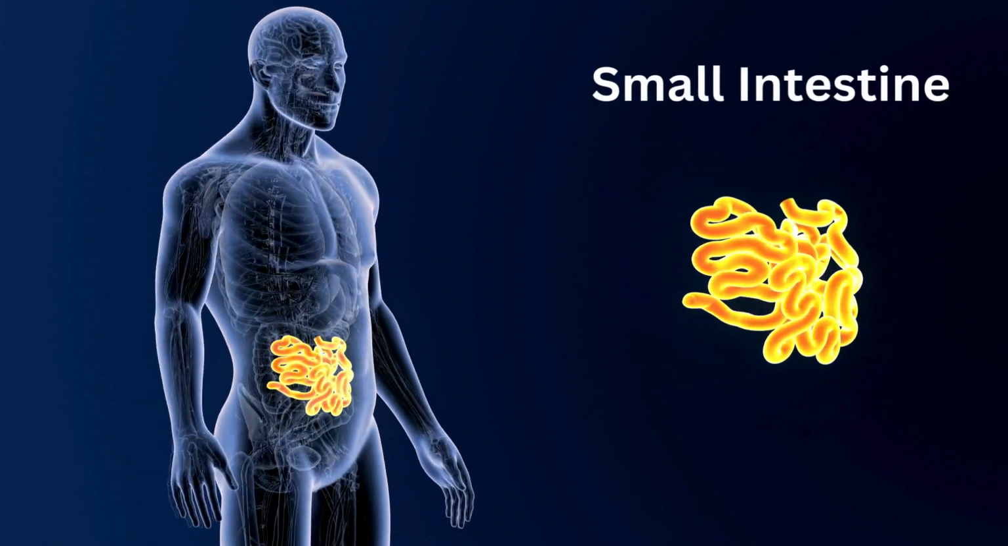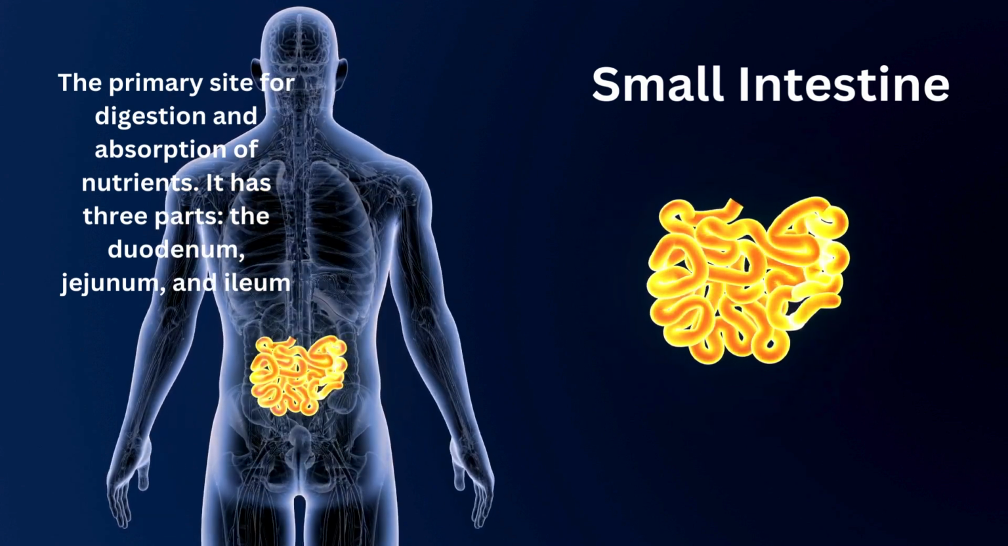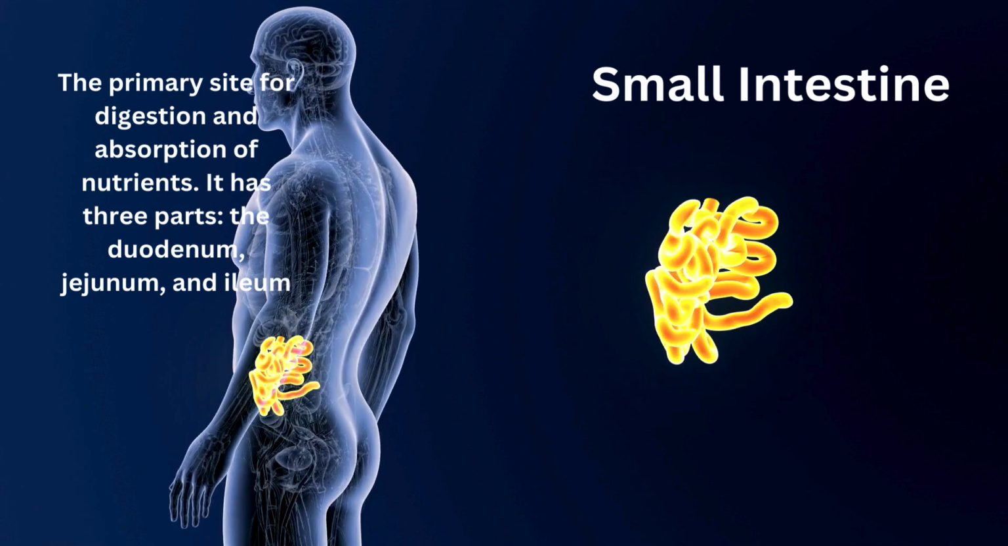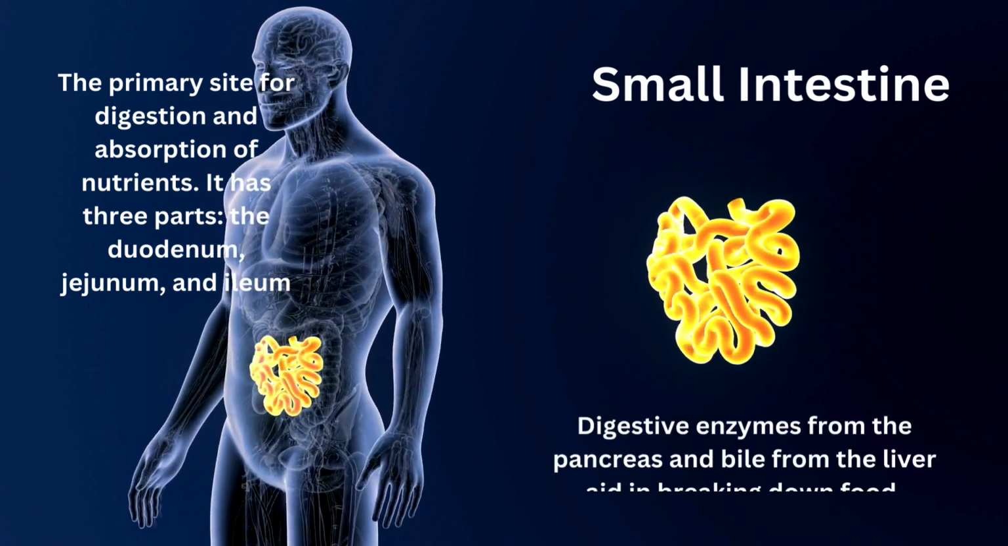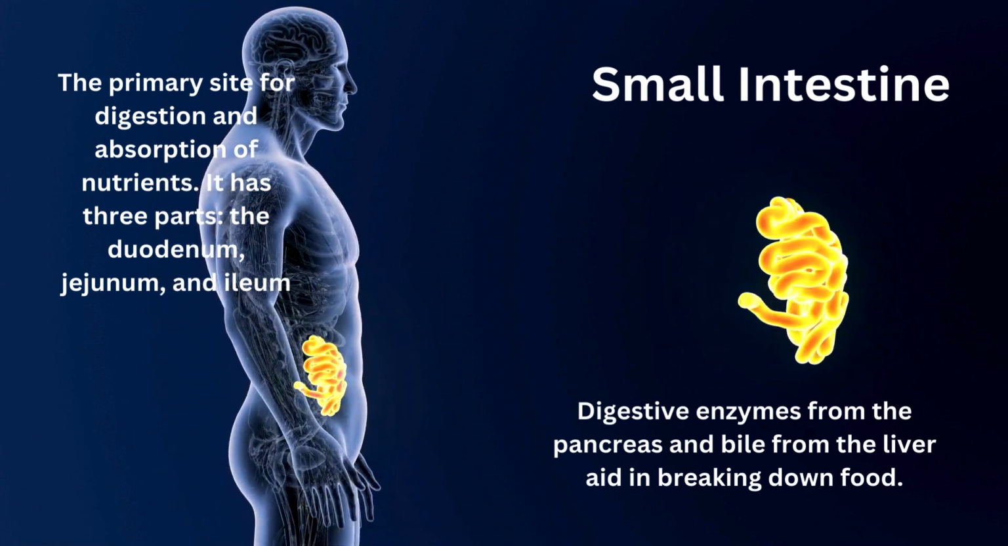Small intestine. The primary site for digestion and absorption of nutrients. It has 3 parts, the duodenum, jejunum, and ileum. Digestive enzymes from the pancreas and bile from the liver aid in breaking down food.